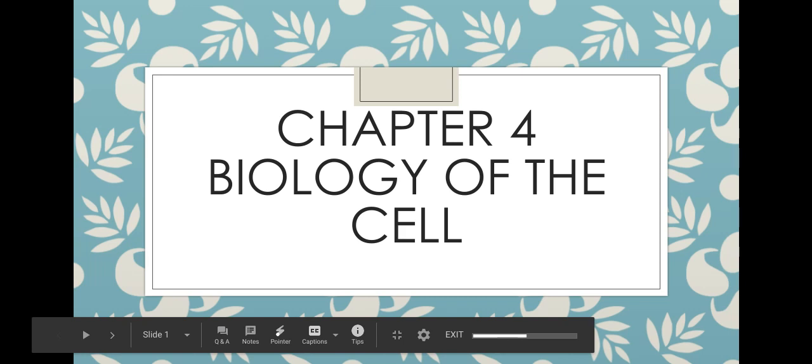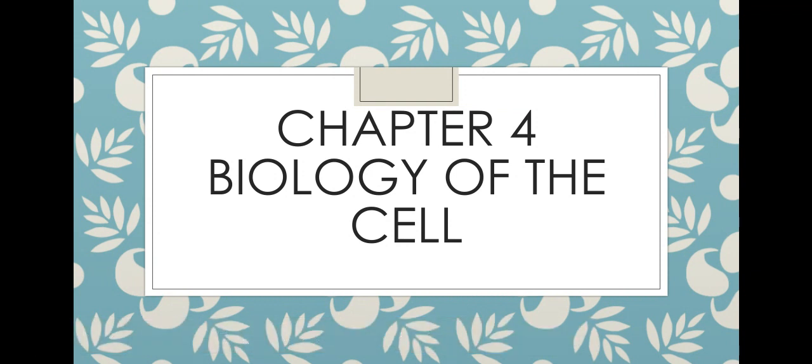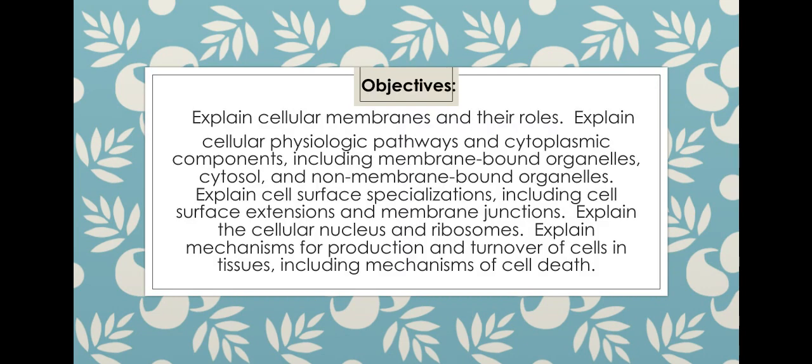Hey guys, we're here with chapter 4, which is the biology of the cell. This is going to be an awful lot of review of concepts that you learned in Bio 101. It's going to be a lot of cell organelles and cell membranes and what they're made of and what they do, and how that all plays into human anatomy, which will be maybe the new part for you. But let's go ahead and dive in.